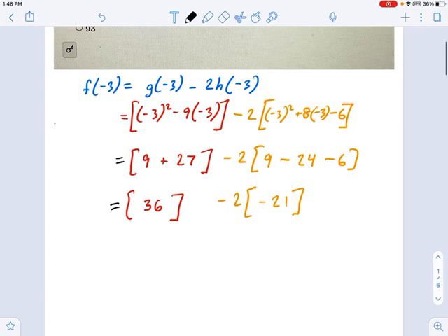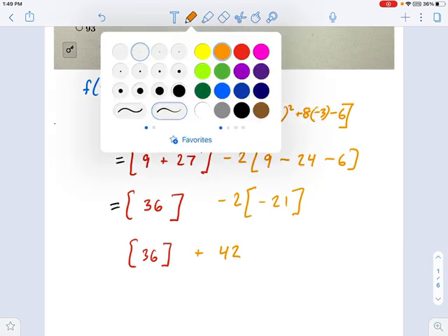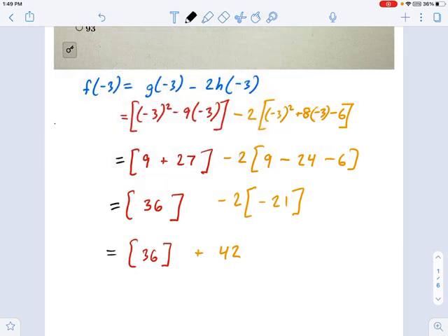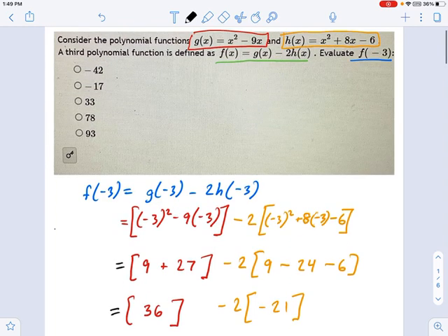Okay, so here's the question. Actually, I don't think we're done yet. Let's keep simplifying. This one I'm just going to keep as 36 for now. This one over here, I'm going to simplify. Negative 2 times 21, that's plus 42. The negatives cancel out. 2 times 21 is 42. So in the end, I've got 36 plus 42 equals 78 from the looks of it. And there we are. Okay, that's one way you could have done this.